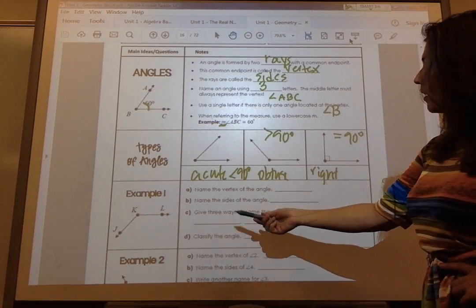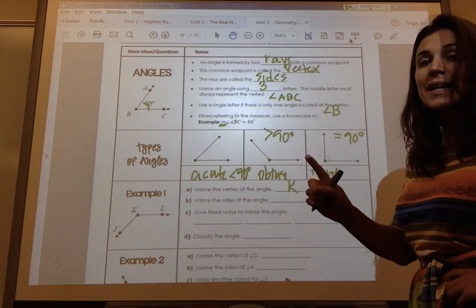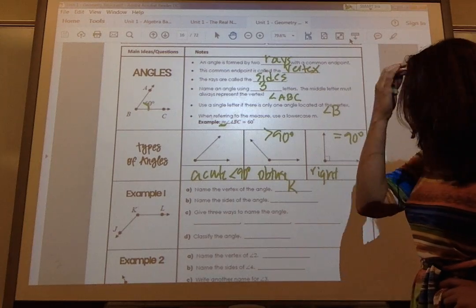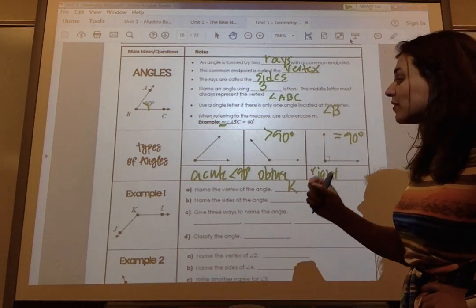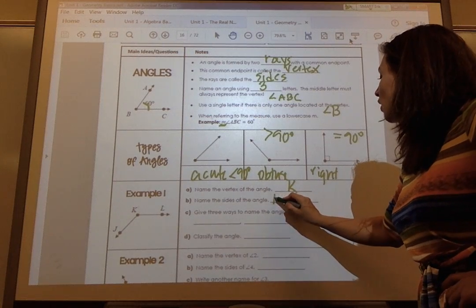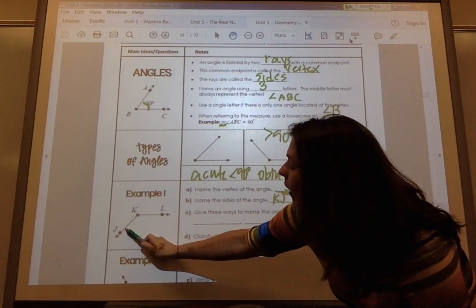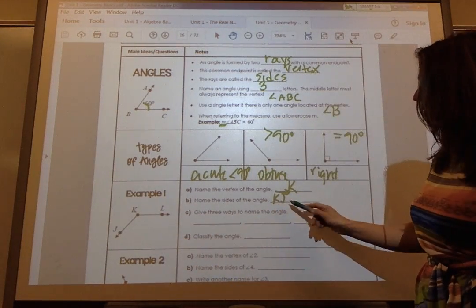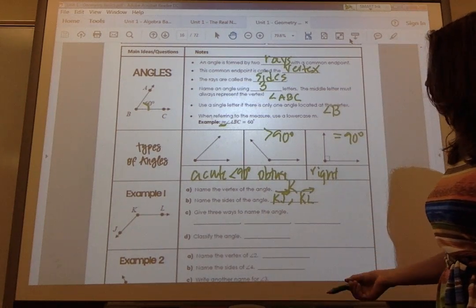Just a couple examples here. Name the vertex of the angle. The vertex is K. Remember, it's a point. And how do you name a point? You name it with an uppercase letter. Name the sides of the angle. Remember, the sides are rays, so I have to label it as such. And notice I put KJ and the ray going out because my arrow, J, is the endpoint that is extending all the way. So I have KJ, and I also have KL, and the arrow goes to the right.